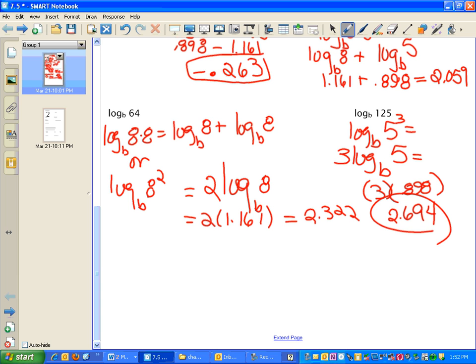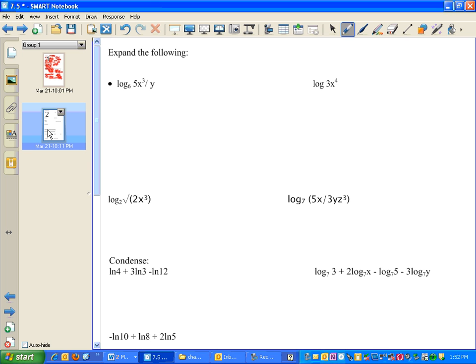Making some sense? Sort of? Okay. Next page. So all we're doing now is just expanding without numbers. We have no numbers, we just have variables, following the same rules. This is log base 6 of 5x cubed divided by y.